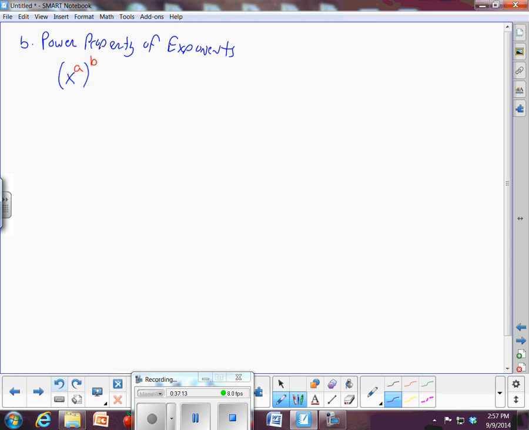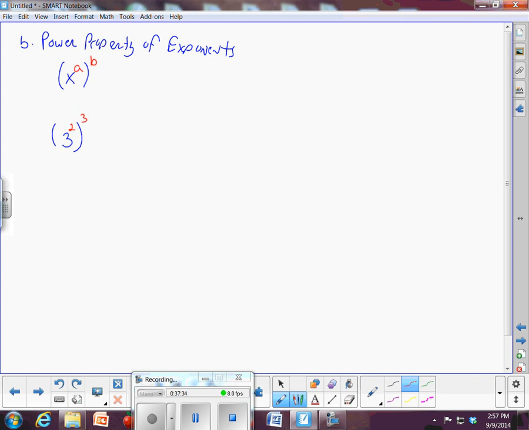Okay, how does this thing turn out? Well, again, we can figure this out by me showing you an example. So let's do an example. Let's go 3, and we're going to go 2 to the 2 power, and then take that whole thing and do it to the 3rd power.